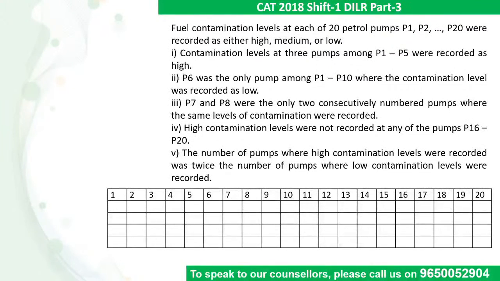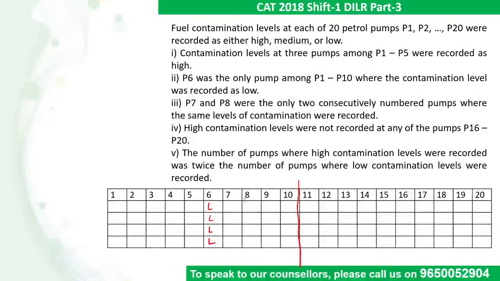Fuel contamination levels at each of 20 petrol pumps P1, P2 and so on up to P20 were recorded as either high, medium or low. Contamination levels at 3 pumps among P1 to P5 were recorded as high. So 3 out of 5 were high. P6 was the only pump among P1 to P10 where the contamination was recorded as low. So P6 was the only one where it was low among the first 10. So up to 10, it was either high or medium. That is given to us.